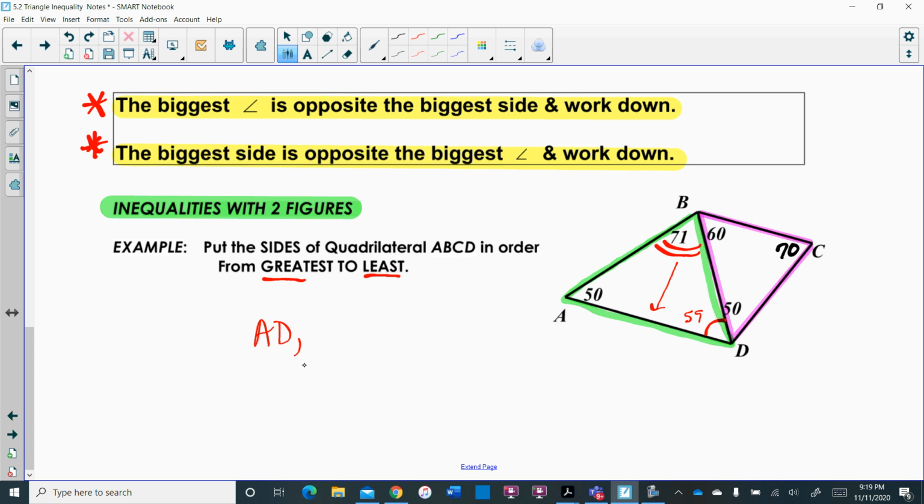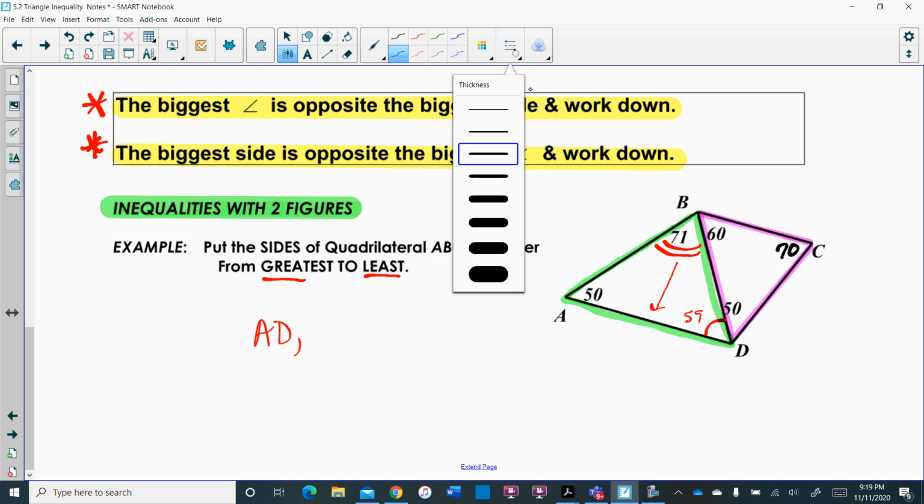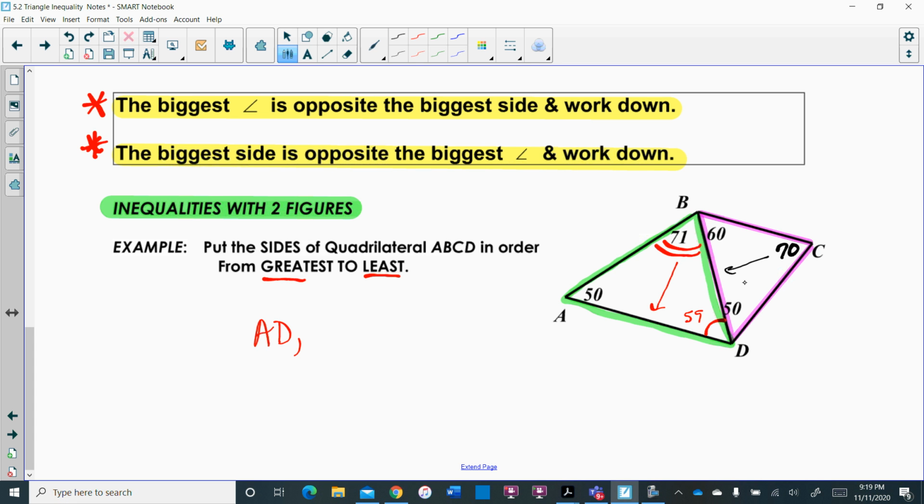Remember, we're doing the size of the quadrilateral. So if I go to the next angle, it would be this 70. And if I look across from 70, it is this segment BD. Now, BD is inside. If it's a quadrilateral, we're talking about the outside.